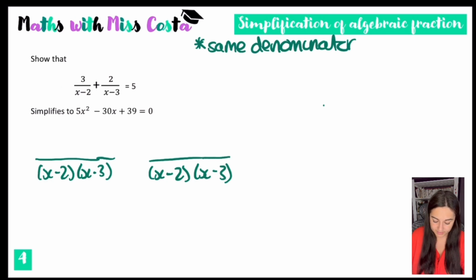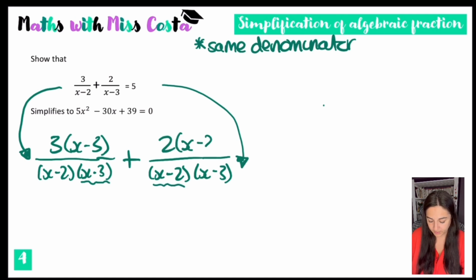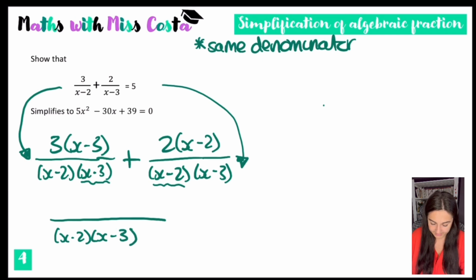And then let's think what I need to do to my fractions in order to achieve that denominator. So the first fraction has been multiplied by x take 3. And whatever I do to the denominator, I must do to the numerator to keep the fractions equivalent. So that would become 3 brackets x take 3 plus, what have I done to this fraction? Well, I've multiplied the denominator by x take 2. So I must multiply the numerator by x take 2 as well. Now, because they both have the same denominator, I can simply add the two fractions together.